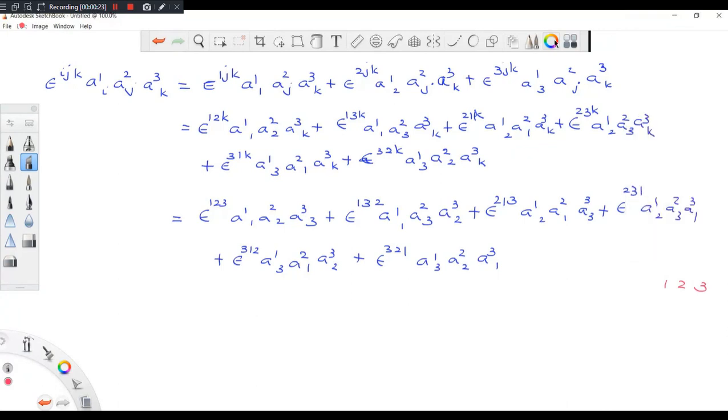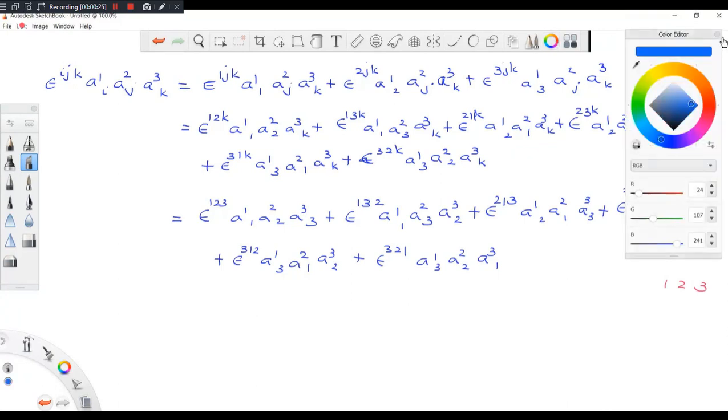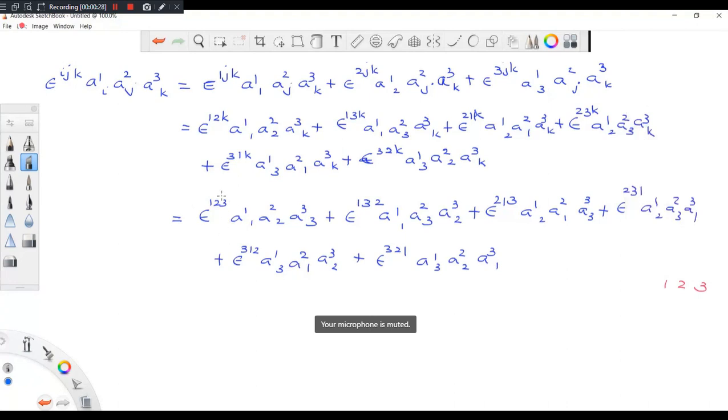Okay. So what I find is that for 1, 2, 3, this is always 1. Epsilon 1, 2, 3 is 1. So this is nothing but A11, A22, and A33.